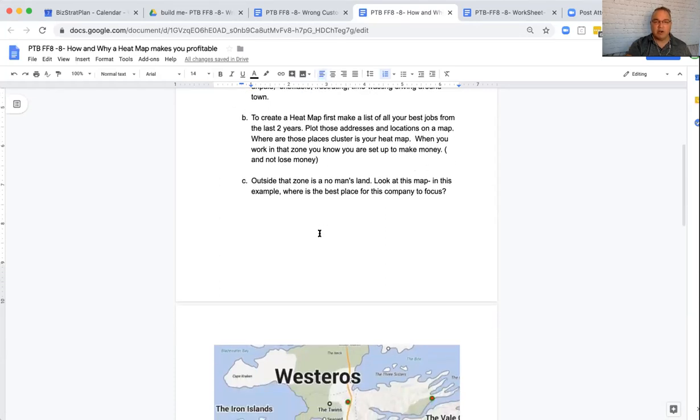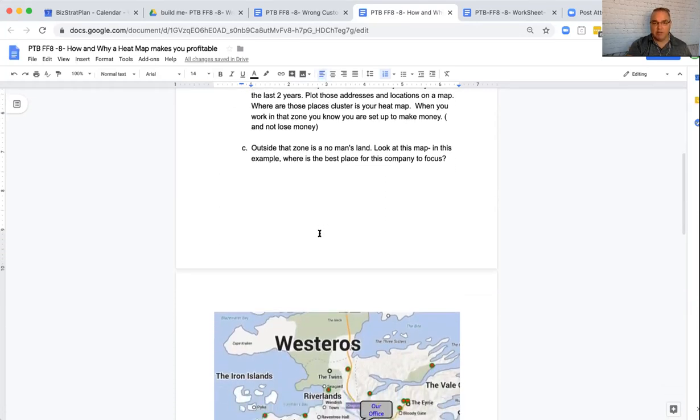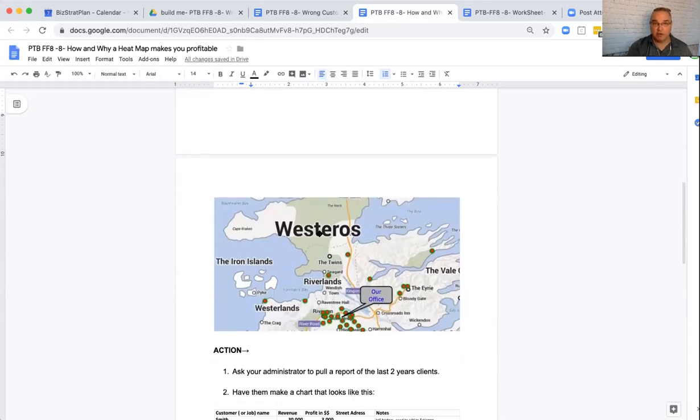Outside the zone of where your heat map is, you're in no man's land. But here is, for those of you who are Game of Thrones fans, you're laughing already, here's Westeros. And I plotted some fake points on there. This is a heat map for this contractor. Maybe they make swords or something. I don't know. What would you make if you were a Game of Thrones subcontractor?